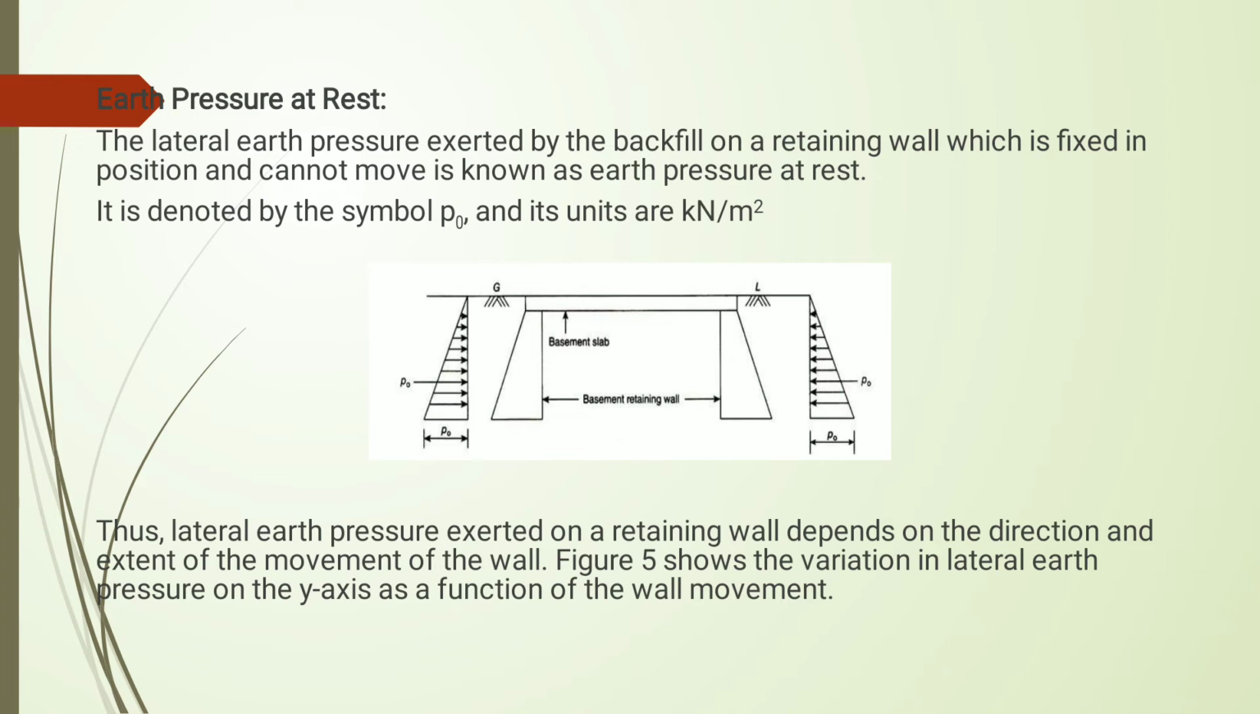Next, earth pressure at rest. Earth pressure at rest means there is no movement; the wall is fixed in position. When the backfill of a retaining wall is fixed in position and cannot move, it is called earth pressure at rest. It is denoted by the symbol P0 and its units are kilonewton per meter square.